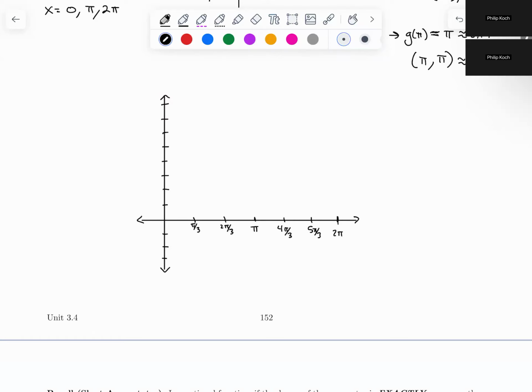I'll let you draw that graph because it's hard to do. Everyone have it drawn? I don't want to continue on unless everyone has the graph drawn.